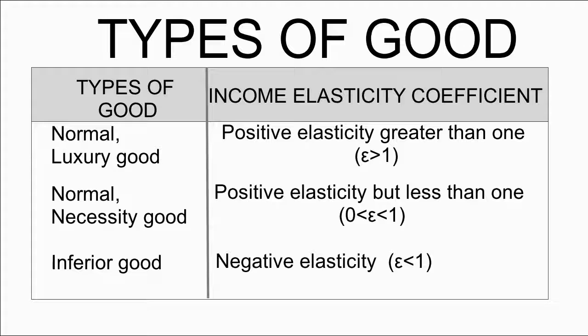If it is greater than 1, then it is considered to be a luxury good. But if the elasticity is positive but less than 1, then it is a necessity good. Goods having a negative elasticity are inferior goods.